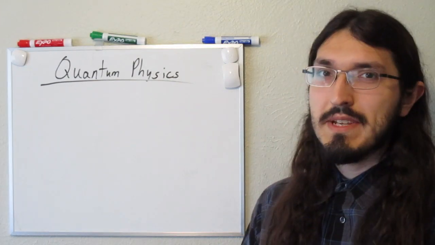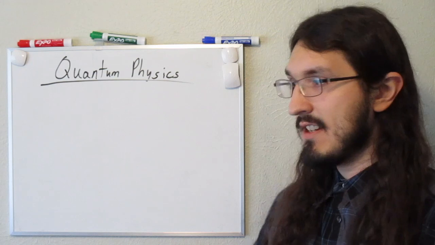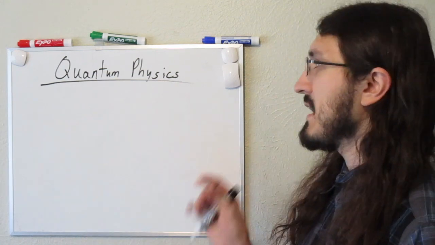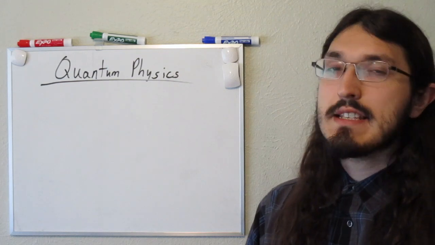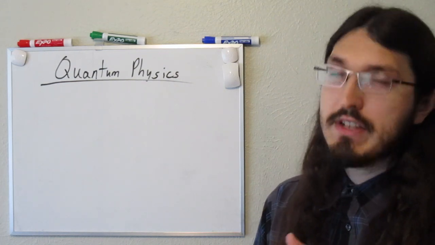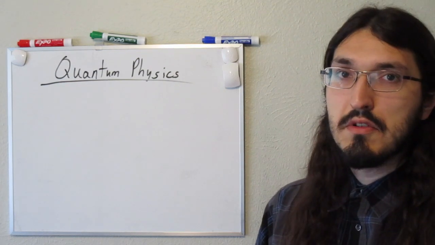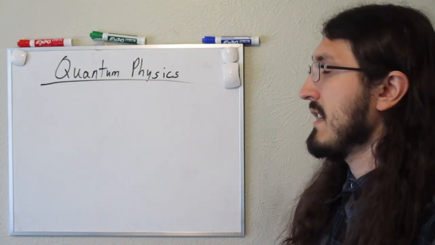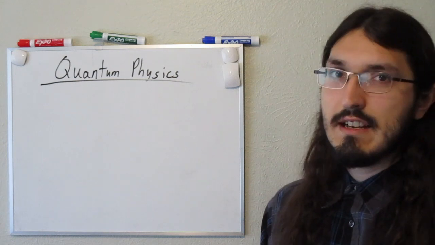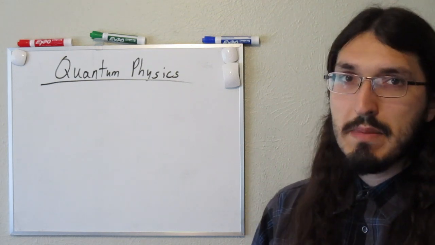Today's lesson will actually be the final lesson for this class, and this is going to be on quantum physics. So what is quantum physics? This is the type of physics that is specific to things that are very, very small. So the smallest particles and subatomic particles are subject to quantum physics, which is quite a bit different than classical mechanics, which is what we've been learning about all year.